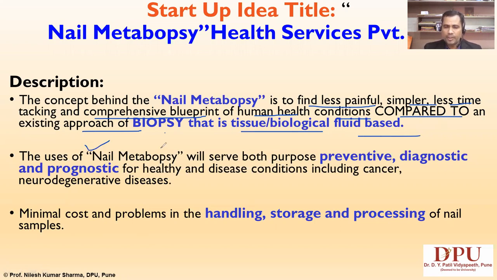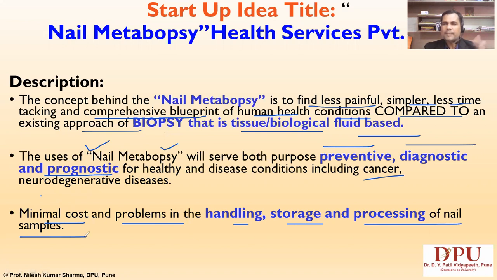This whole idea of NIL Metabopsy, once it is generated for an individual, those data can be fed or given to AI-driven social networking. So altogether, initially as preventive, diagnostic, and also prognostic, for healthy as well as disease conditions, including cancer, neurodegenerative diseases, metabolic diseases like diabetes, inborn errors of metabolism, and many more. And another is minimal cost and problems during the handling, storage, and processing of nail clipping samples from the interested human subjects.